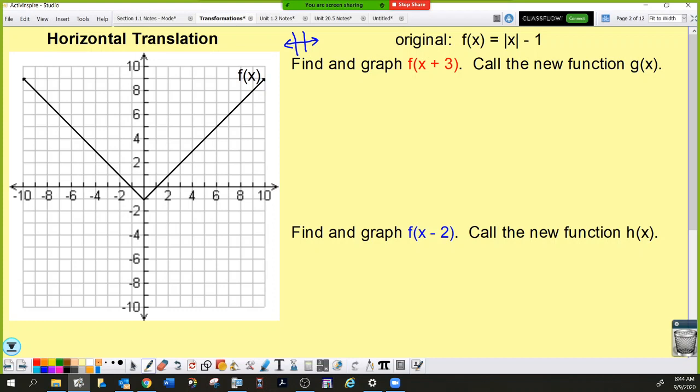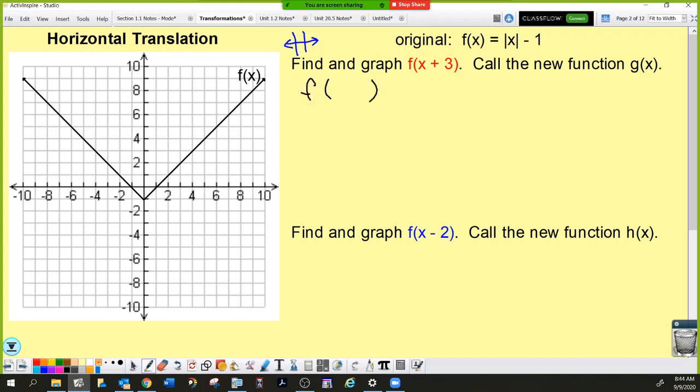We are going to find f of x plus 3 just like you did in the homework. And after we have the new equation, we'll call it g of x, and we'll graph it, and we will see what happened. So I would be looking for, you know what, I'll get to that in a second. Let's go ahead and find it.